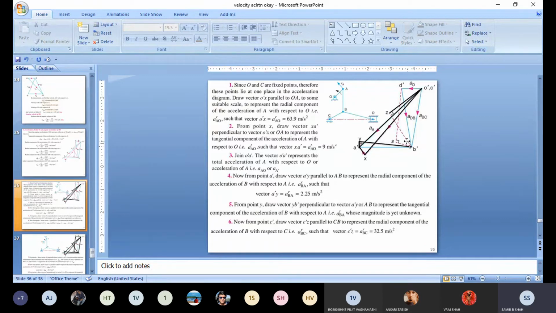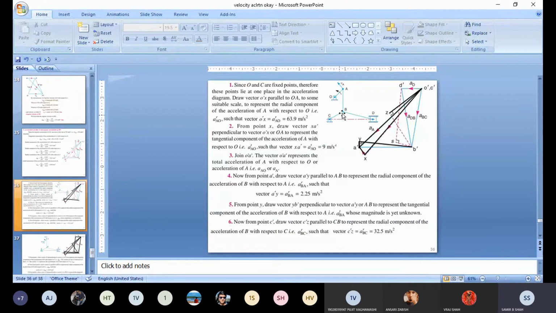We haven't b dash, but if we see the diagram, then from the diagram we know that this BC is also there. So now we keep focus on this BC line, where C is the fixed point. As we know, we have to start from C, so it is considered as C dash in the velocity acceleration diagram.